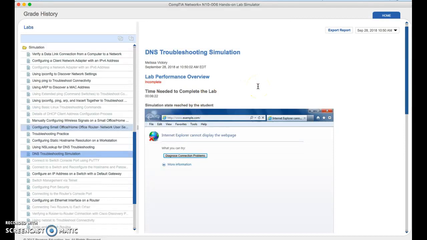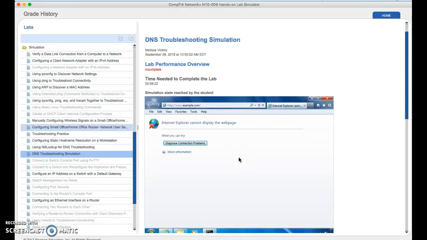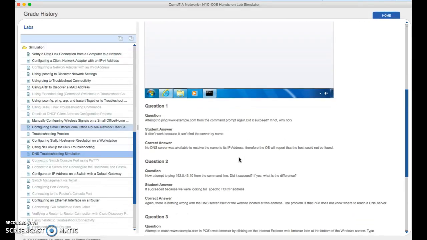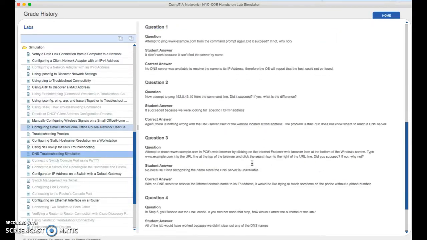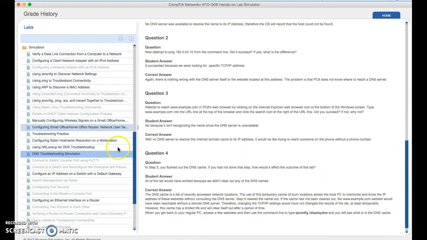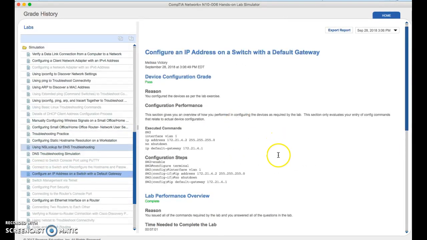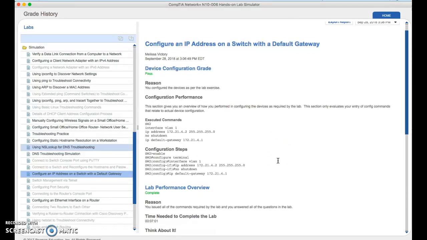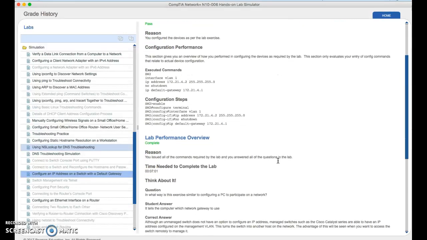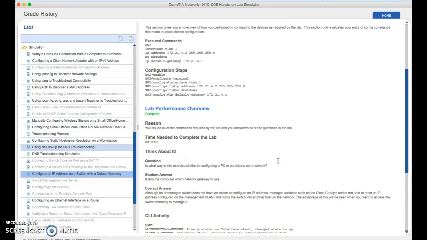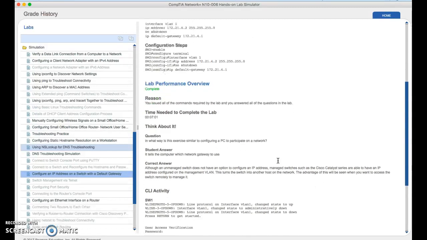Then I did the DNS troubleshooting simulation. Oh, this might be the actual one where I had a problem completing it. This one also, I had help from the IT person at my office, and once he explained it to me, it made a whole lot of sense, and I was actually able to answer the questions on my own. So that was helpful. Then I did configure an IP address on a switch. This was a tough one for me. Again, I was able to configure the devices in the way that I needed to, but I struggled to answer the questions again.